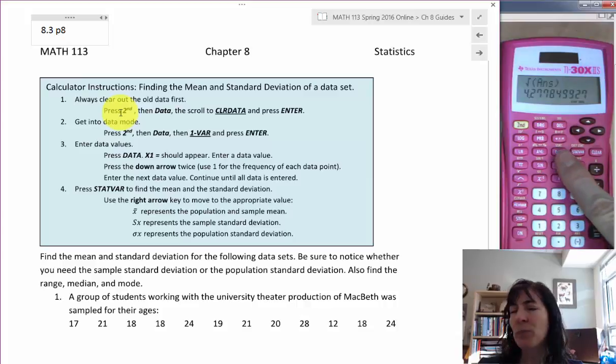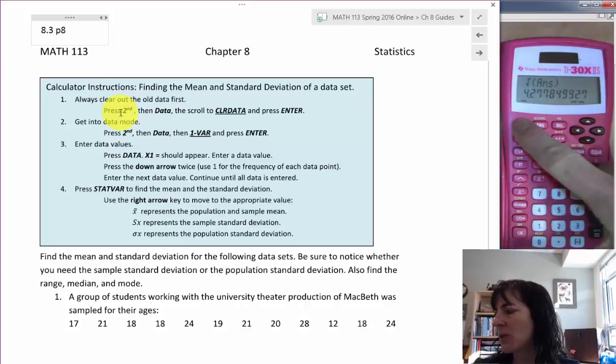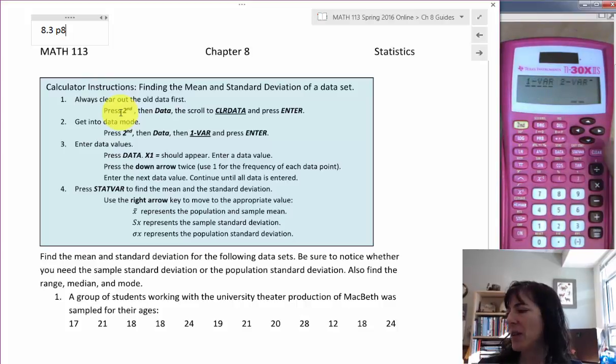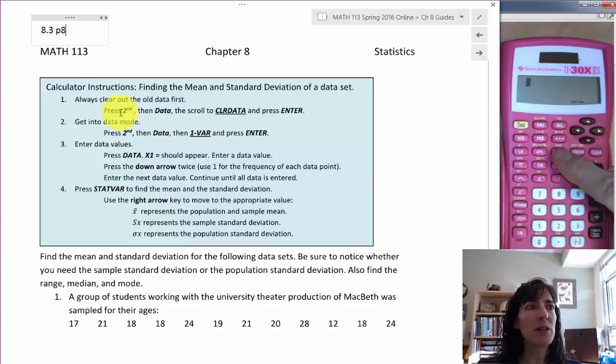And to do that, it says press second and then data. So I'll do second, data, and then scroll all the way to the right, and it says clear data, and push equals. Now it has cleared my data, and so now I can do data.